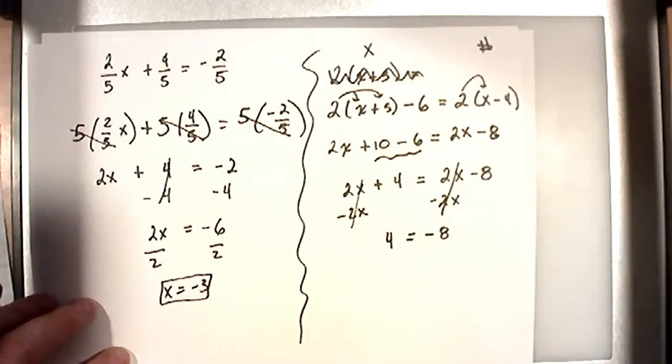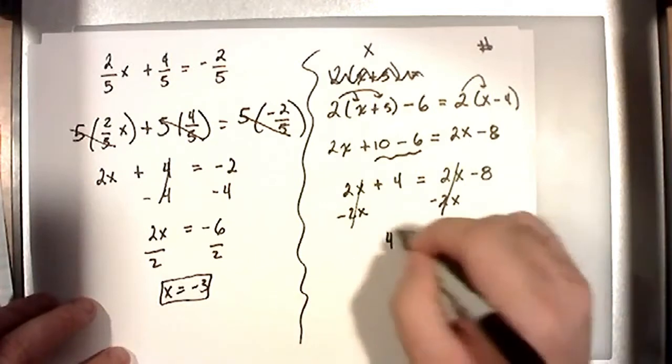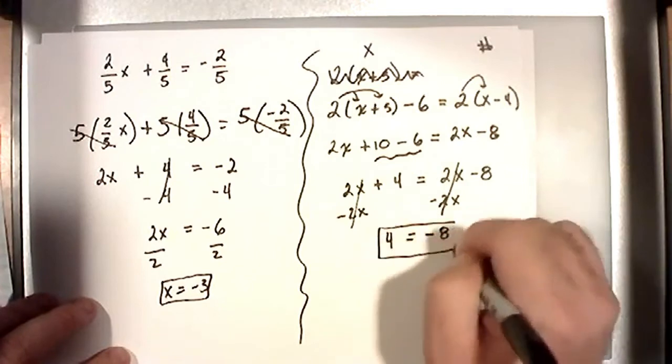This is the truth. But then they say, well, 4 doesn't equal -8, so something's wrong. I did this wrong. I don't know what to do. I don't know what went wrong. You haven't done anything wrong. What you have arrived at is called a contradiction.